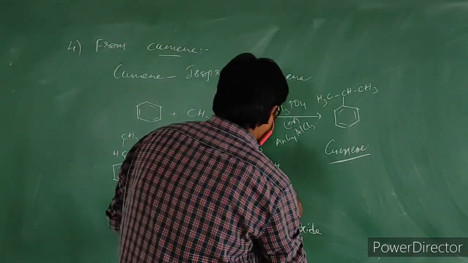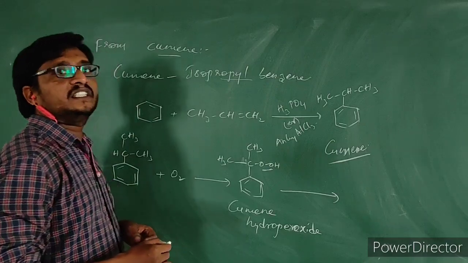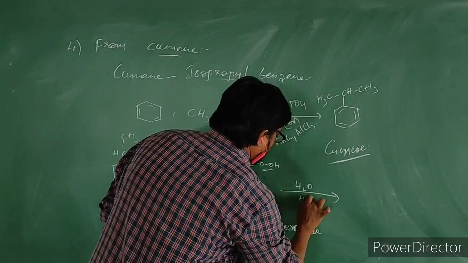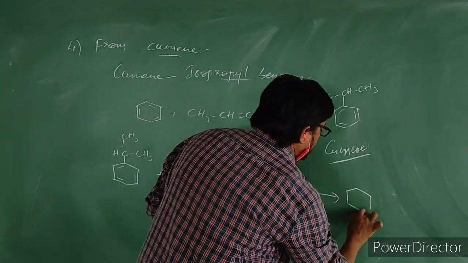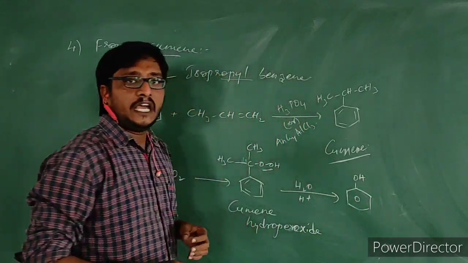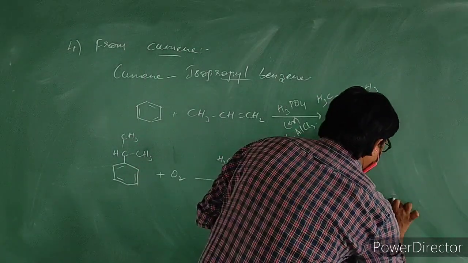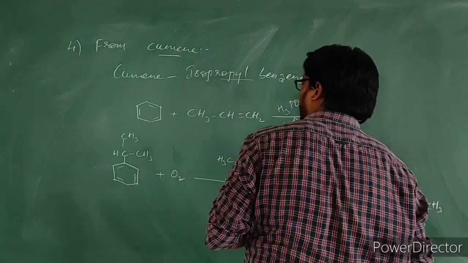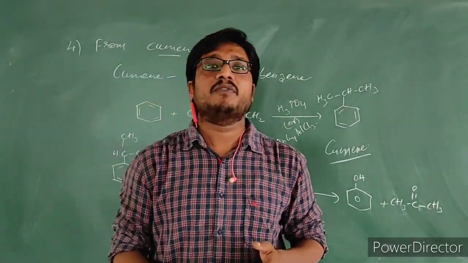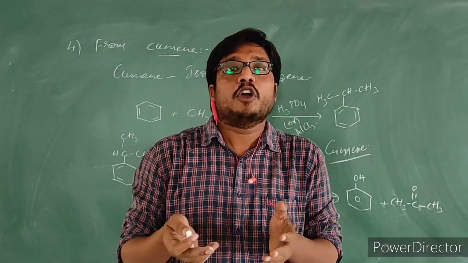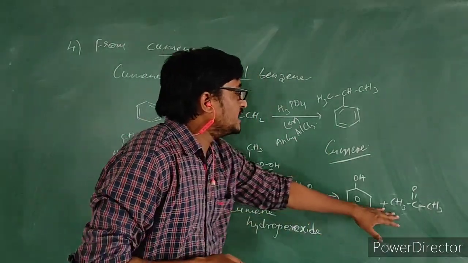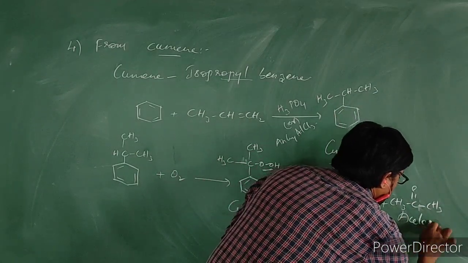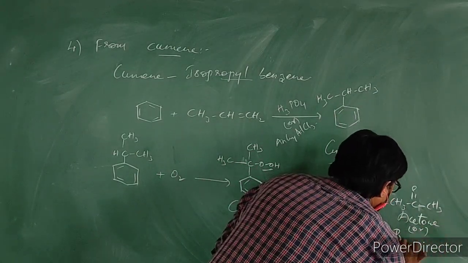When we treat this with a dilute acid, it will form phenol as the product. Phenol will get produced. Along with phenol, the other side product is acetone. They can ask us, in the preparation of phenol from cumene, which of the following is the side product? Acetone or propanone, both are the same. It is the side product.